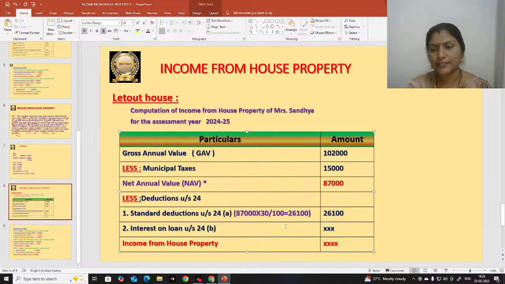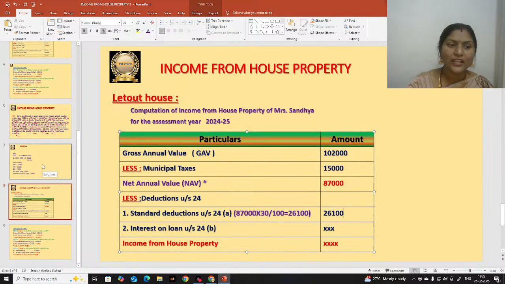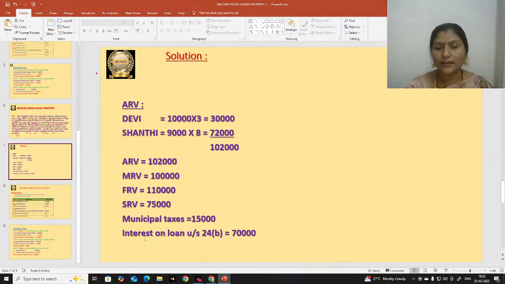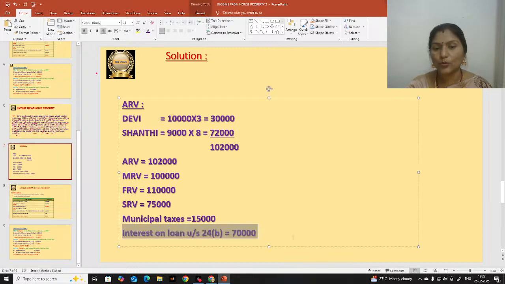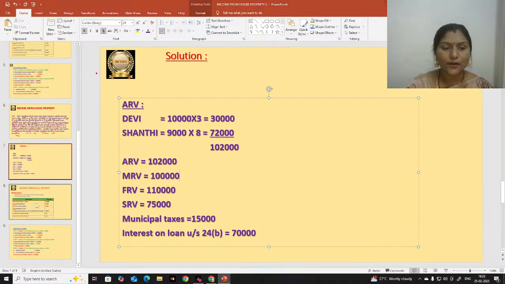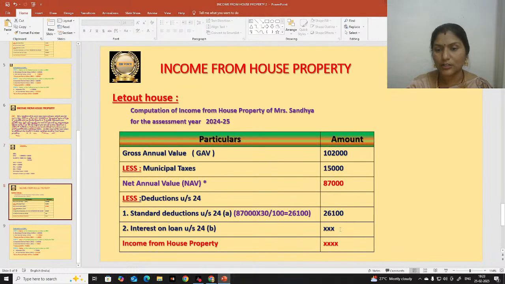Next, let us move to the next deduction, that is interest on loan under section 24B. What is the rule for this interest on loan? Even if it is due, we can allow it as a deduction. Even if it is paid, we can allow it as a deduction. Penal interest we should not allow as a deduction. Remember that point. So whether interest on loan is given in the question or not should be checked first. Already we took the details here. So interest on loan, how much? We have 70,000. So let us take 70,000 as interest on loan under section 24B.